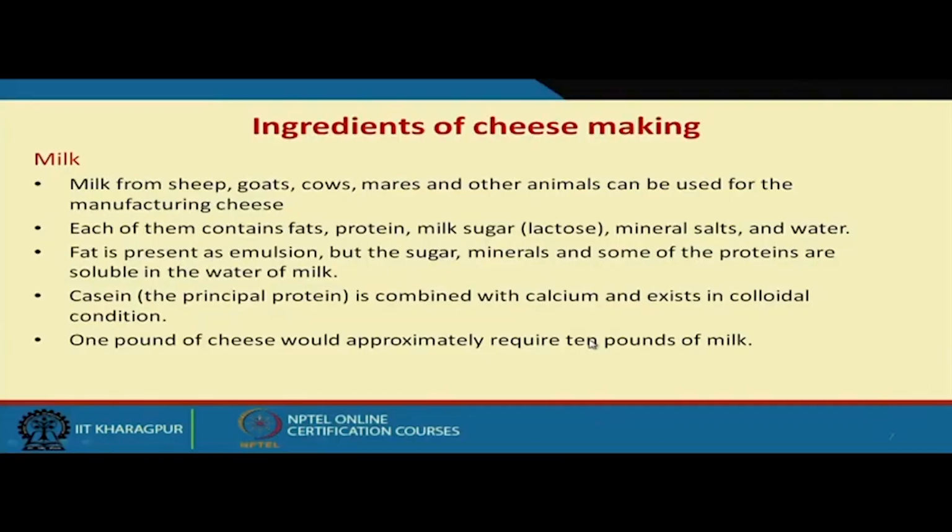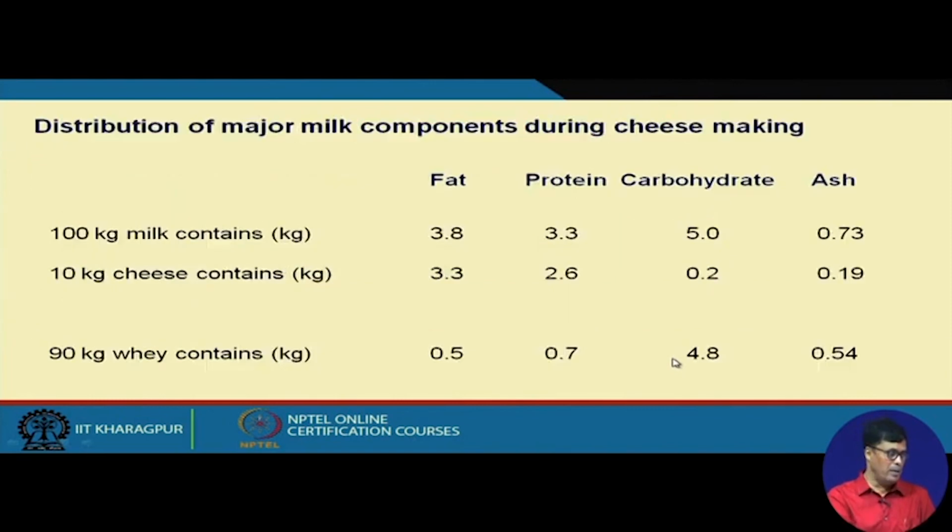So 1 pound of cheese would approximately require 10 pounds of milk. This means your product is approximately 1/10. It may be a little less or more than that, depending on several factors.